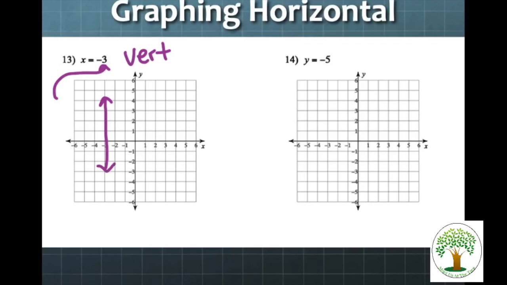Another way to think of this is that this is either horizontal or vertical, and it goes through the x-axis at -3. So it goes through this x-axis here at -3, right along that line. So that would mean this one goes through the y-axis at -5. So it's going to be a horizontal line through the y-axis at -5.